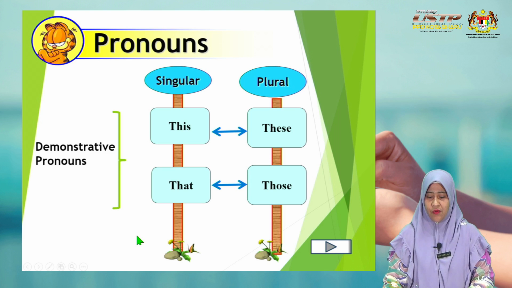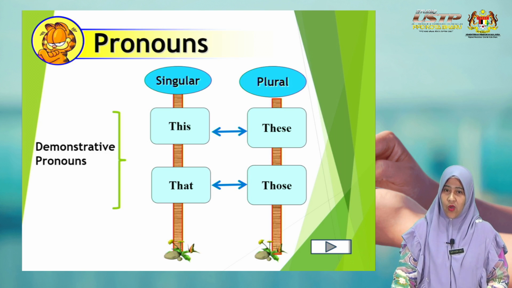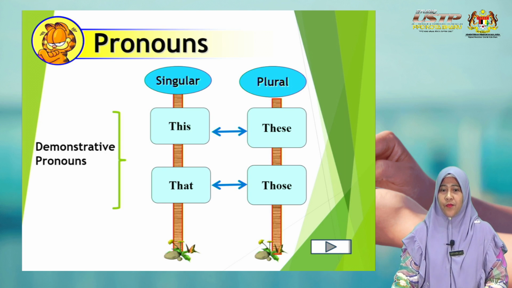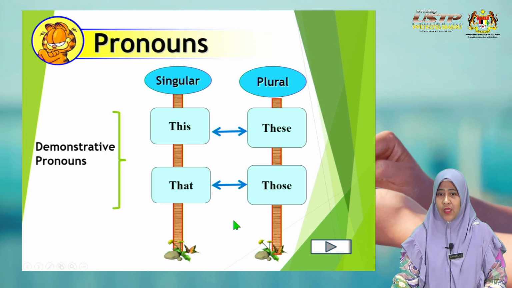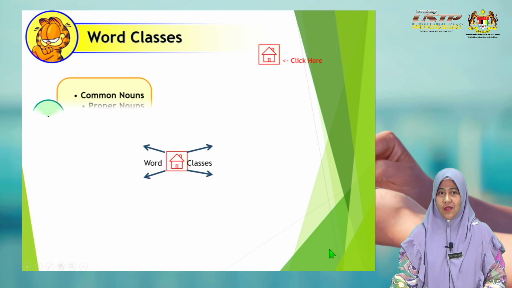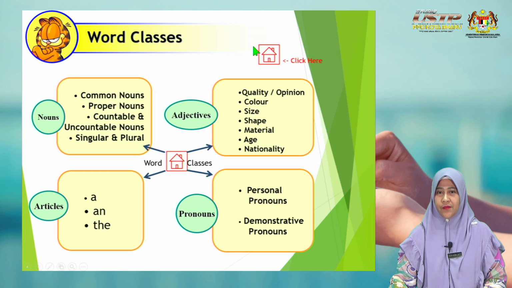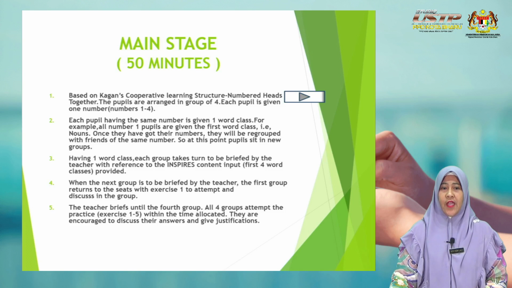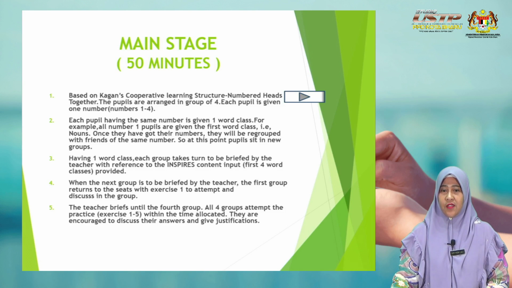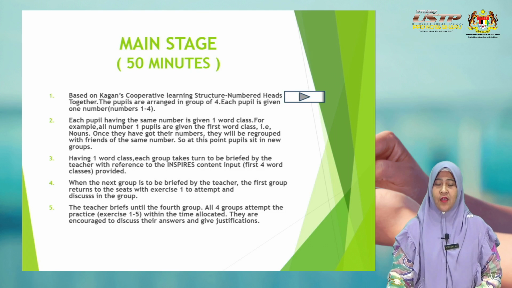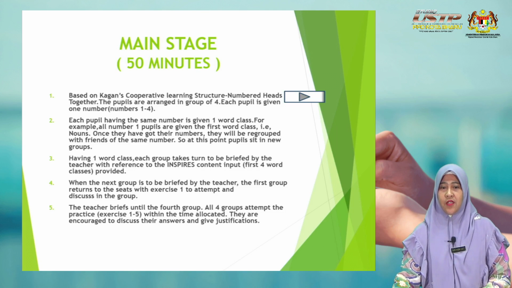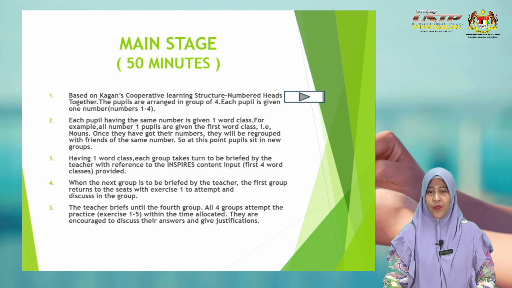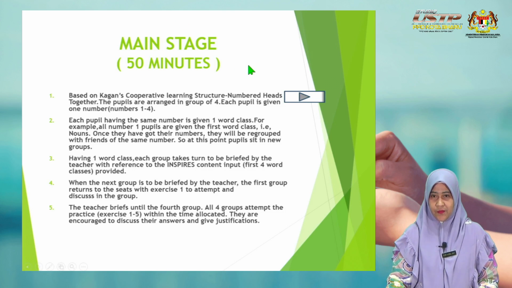After you have finished describing and briefing all the word classes, ask the pupils to go to their recent group. Let's go through the main stage. Based on Kagan's cooperative learning structure, numbered heads together, the pupils are arranged in groups of 4. Each pupil is given one number, from number 1 to number 4.